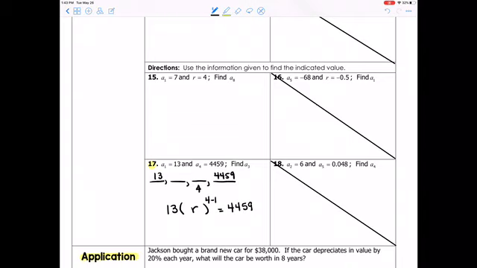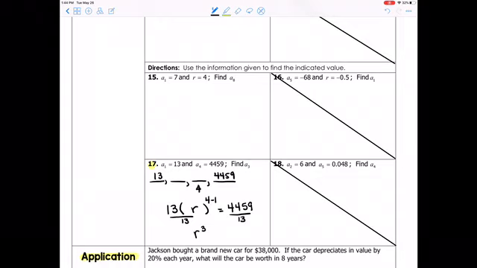We want to get the ratio to the exponent by itself first. So I'm going to divide both sides of our equation by 13. Then we would get the ratio to the third power, because 4 minus 1 is 3, is equal to 4,459 divided by 13, which is 343.